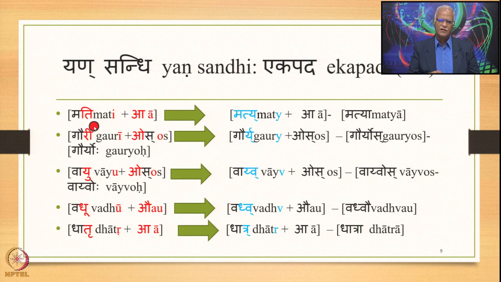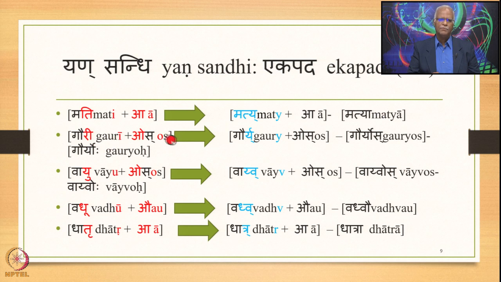So this e and this a come in close proximity. A is ach. In the environment of an ach coming immediately after, the previous e, that is an ik, is substituted by yan. So 6177, eko yanachi, applies, and then the output is matya plus a, and we have the form matya, the instrumental singular of the word mati, meaning intellect.